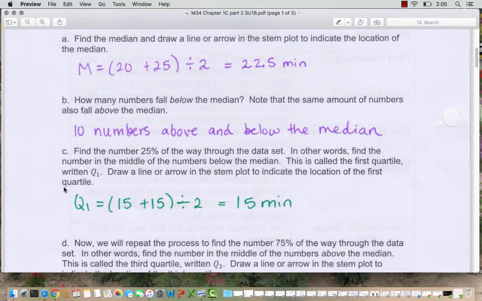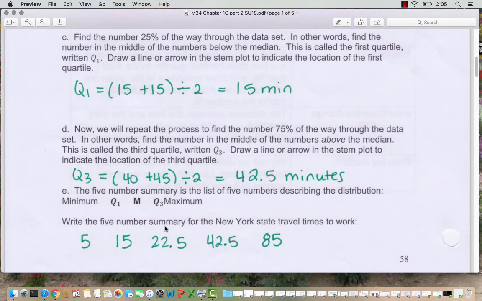Here's our calculation. So for quartile 1, we average 15 and 15 to get 15 minutes. For quartile 3, we average 40 and 45 to get 42.5 minutes. So now that we know the quartiles, the median, the minimum, and the maximum, we write these numbers in what we call a 5-number summary.